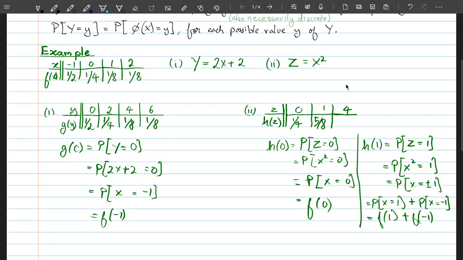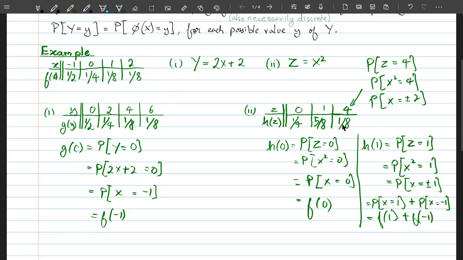Okay, now for the last value here, this is easy to see. So I'll just quickly write the main point of it. z equal to 4, that is x square equal to 4. So actually the possibilities are x equal to plus or minus 2. But x takes 2 with probability 1 by 8, and it takes the value minus 2 with probability 0. So the only possibility here is 1 by 8. Okay, and you can see that clearly these add up to 1.